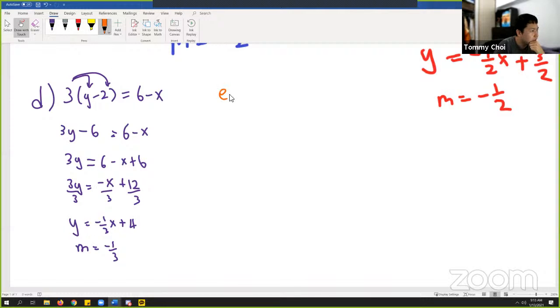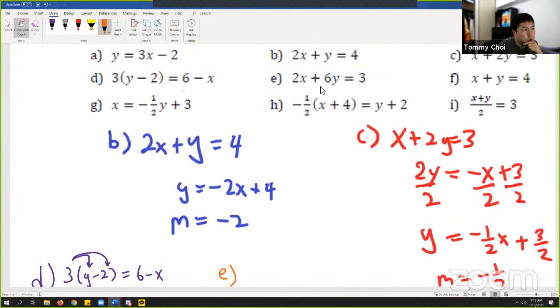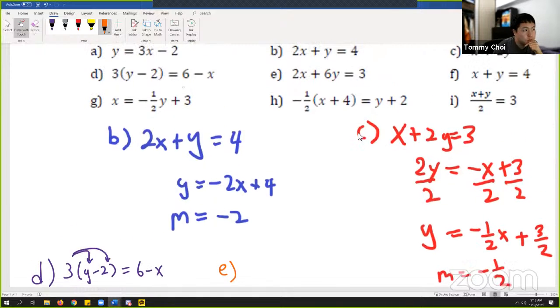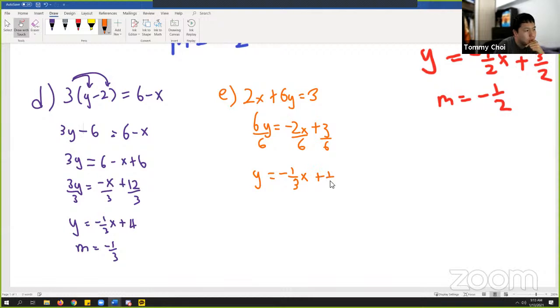Next part is E. For E, 2x plus 6y equals 3. We move the 2x to the other side. We're going to get 6y equals negative 2x plus 3. We divide everything by 6. And we're going to be left with negative 1 over 3x plus 1 over 2. And that's going to give me my slope of negative 1 over 3.